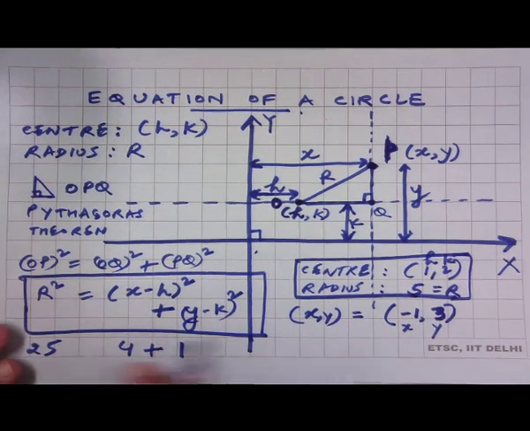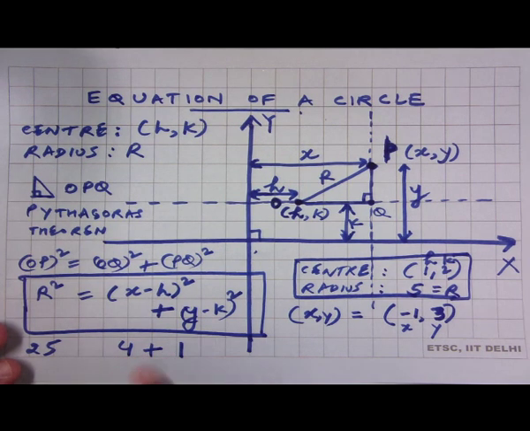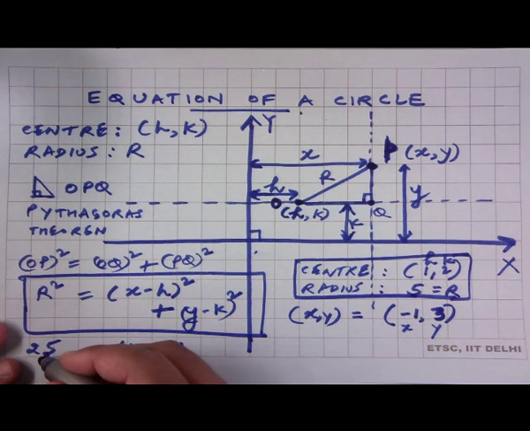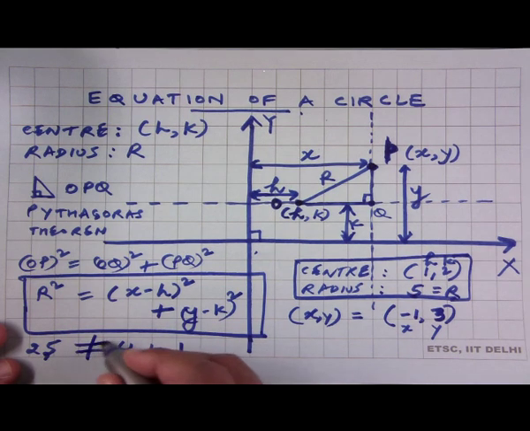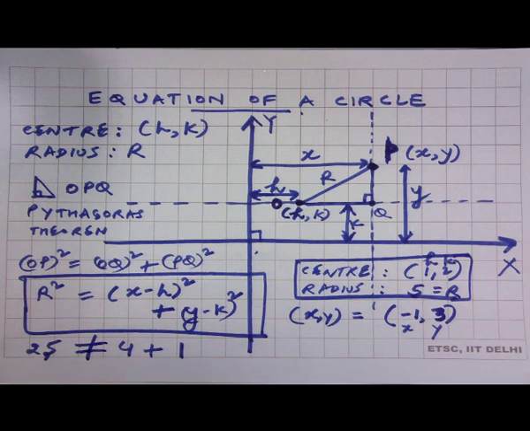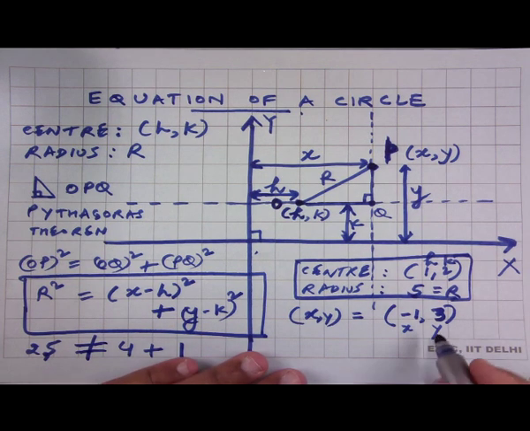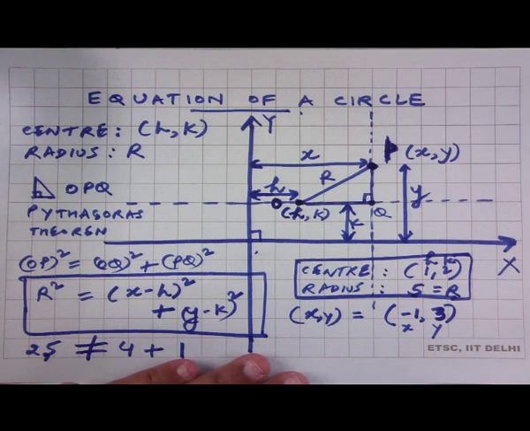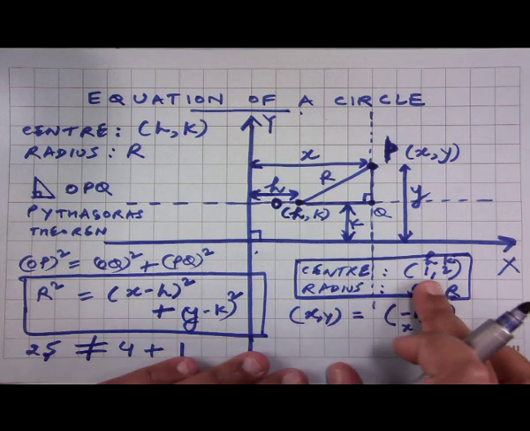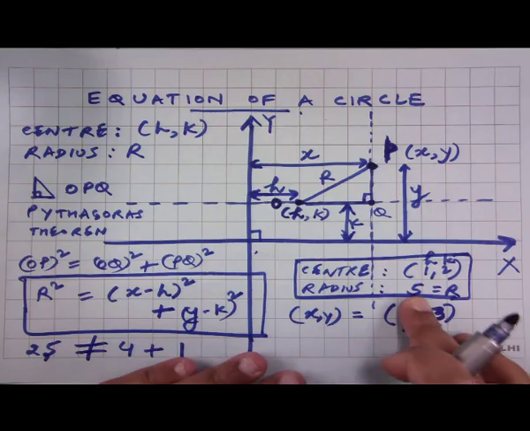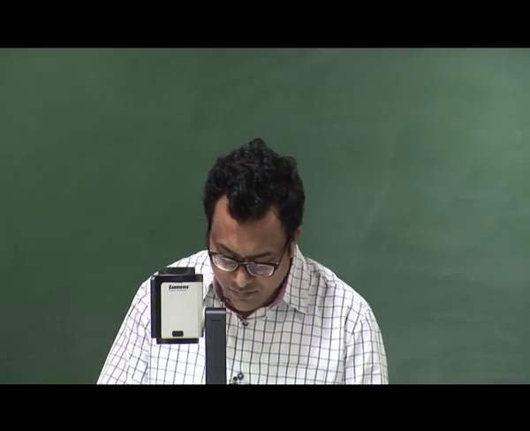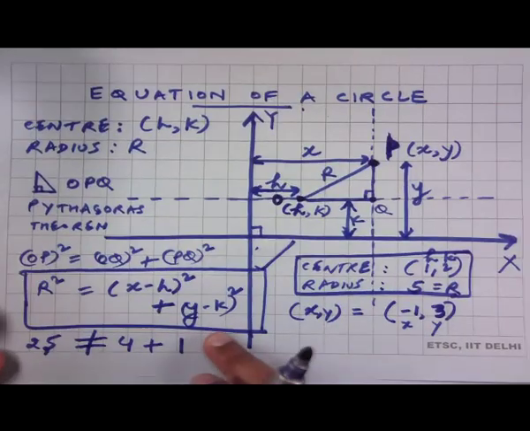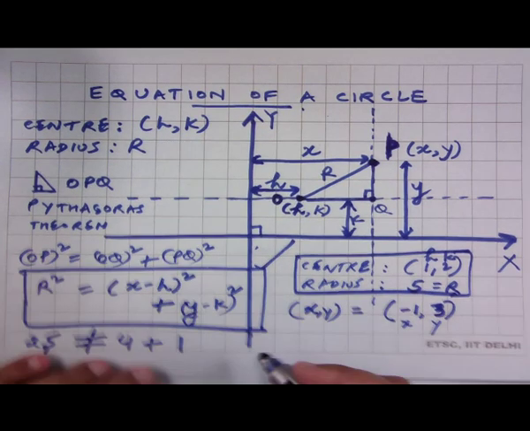So 3 minus 2 whole square is 1. So on the right hand side we have 5, on the left hand side we have 25, and they are not equal. Hence, this point (-1, 3) does not lie on the circle having center at (1, 2) and radius 5.